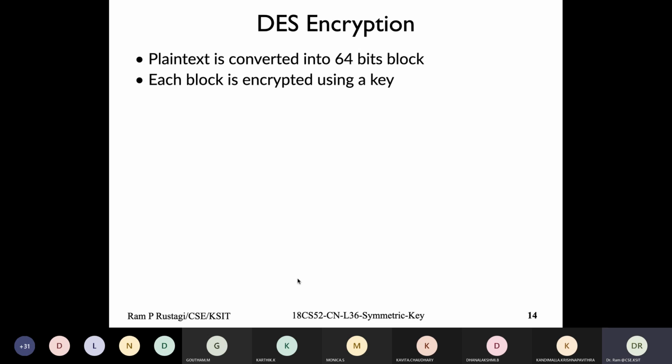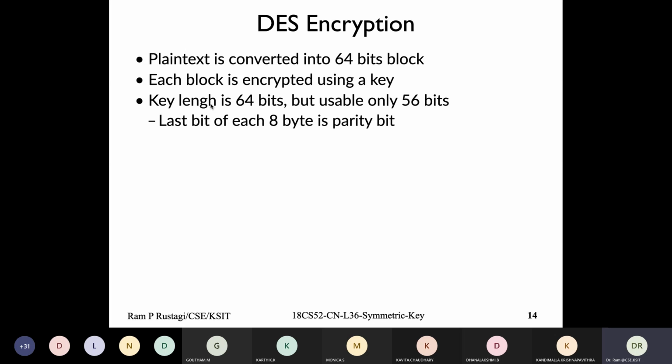So the way the algorithm operates, you are given a plain text, let's say 8 bytes each, because 8 bytes would give you 64 bits at a time. You have a key of 64 bits. Actually, the key length is 64 bits. Sorry for the typo error there.